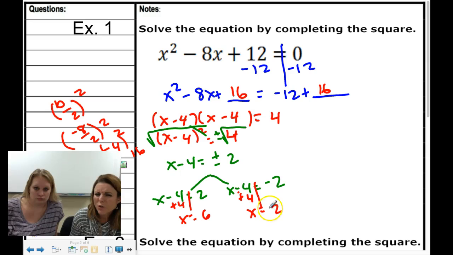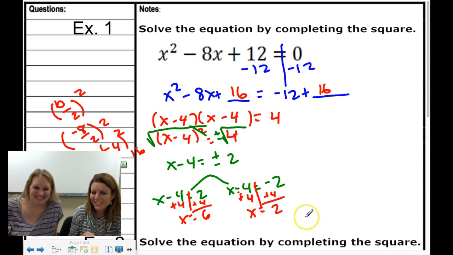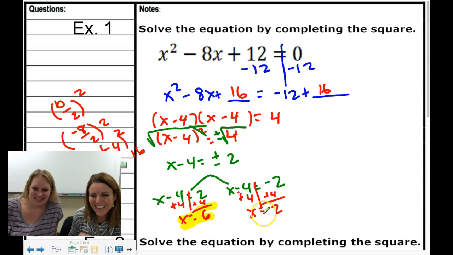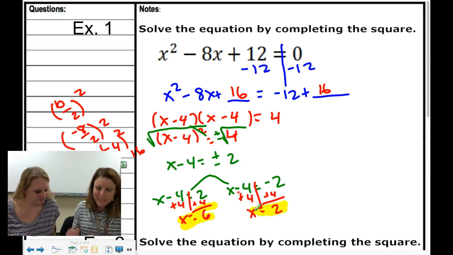Should we show that we added 4 to both sides, or do you think they get that? I think they get it by now, hopefully. So what are the 2 answers then? Our answers are x equals 6 and x equals 2. We did it.